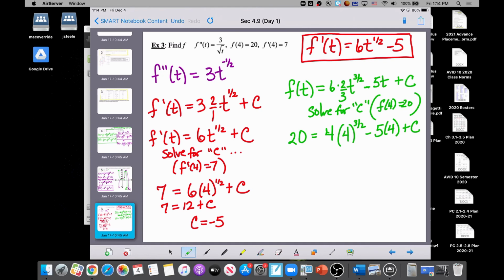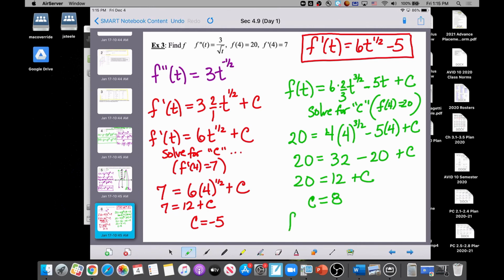All right, 4 to the 3/2 power. That's the square root of 4, which is 2. And then 2 cubed is 8. And 8 times 4 is 32. So I get 20 equals 32 minus 5 times 4 is 20 plus c. 32 minus 20 is 12. So 20 equals 12 plus c. If I subtract 12 from both sides, I get c is equal to 8.